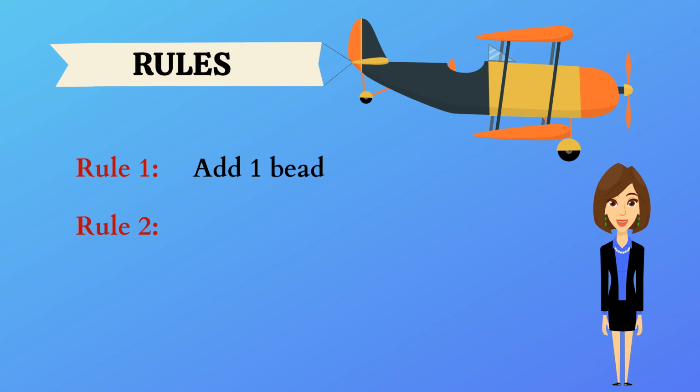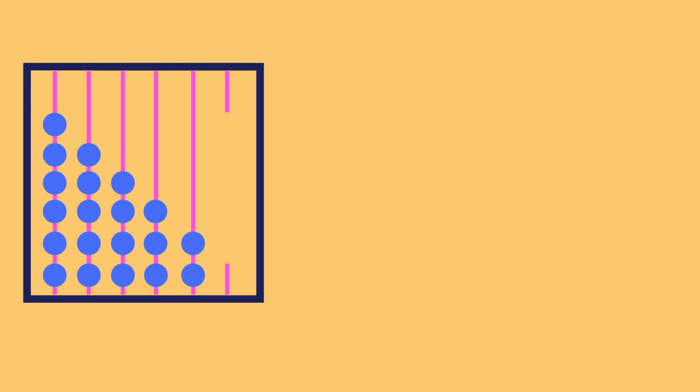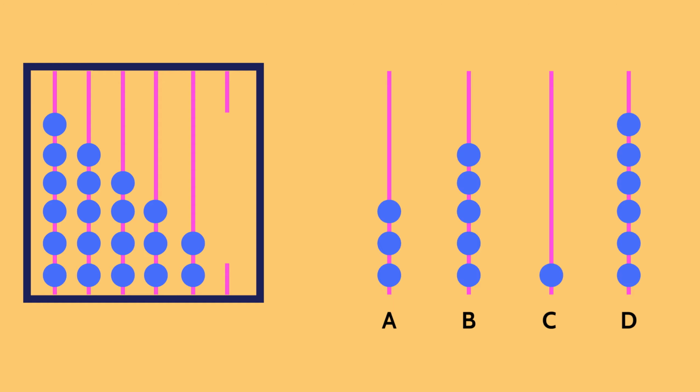Rule 2. Subtract 1 bead. In this example, we have an abacus with the last rod missing. You can pause this video and try to identify the pattern and find the right answer. The first rod starts with 6 beads, and then each rod after this is decreasing by 1 bead. So the pattern here is take off or subtract by 1 bead. As the fifth rod here has 2 beads, the sixth rod should have 2 minus 1, 1 bead. Hence, the answer should be option C.